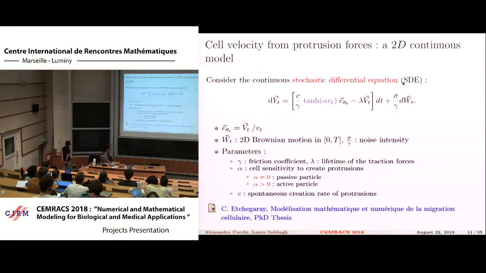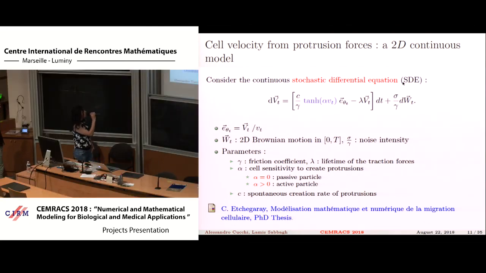In this project we are interested in the 2D continuous model, which describes the cell velocity from protrusion forces. This model is also studied by Christelle in her PhD thesis. In fact, the velocity of the cell is given by the following formula. C is the rate of reproduction of a protrusion in the direction of the velocity of the cell.